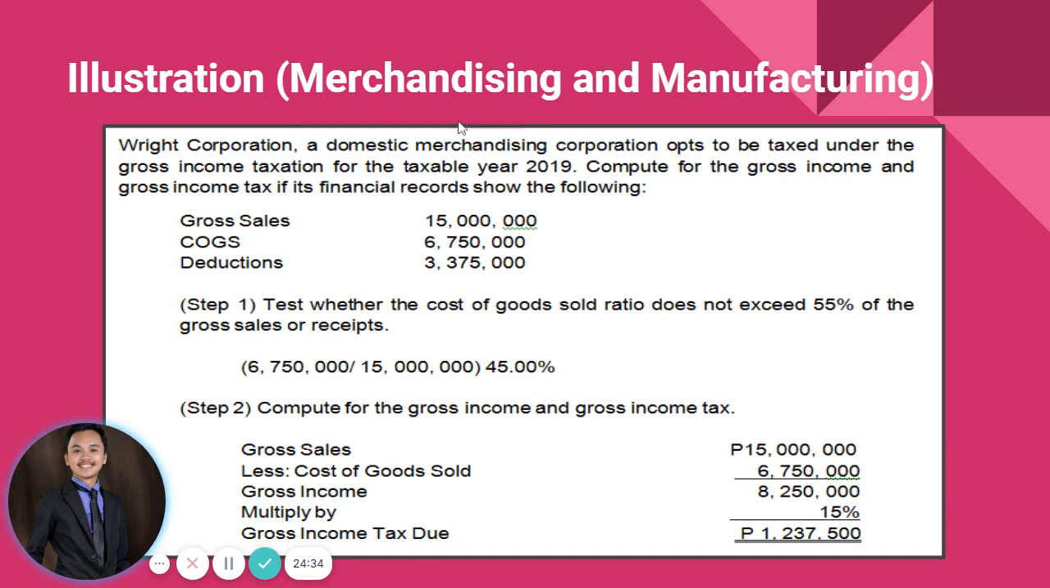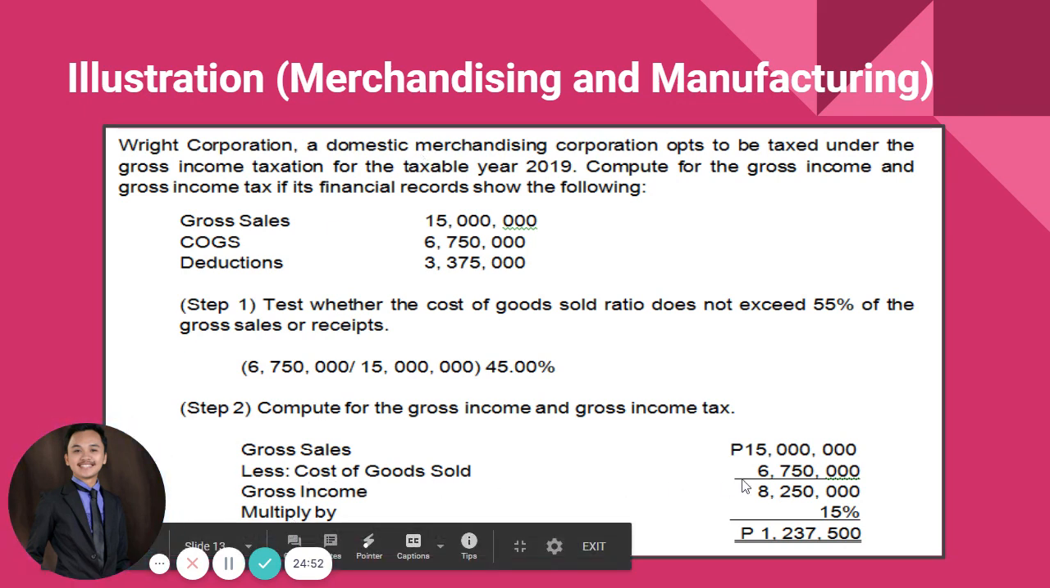Take note, guys, that this is particular on merchandising and manufacturing concerns of entities. Because later on, we will have separate computation. What if the corporation is into service industry? Okay? Under merchandising and manufacturing, we are allowed to deduct cost of goods sold to compute for the gross income.